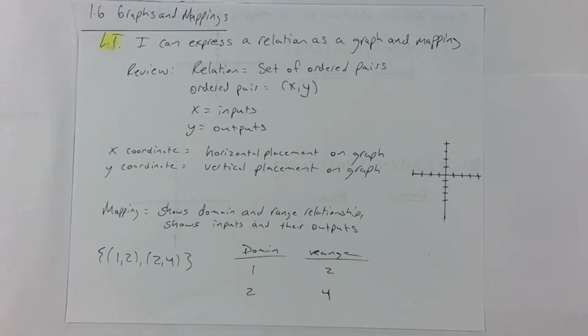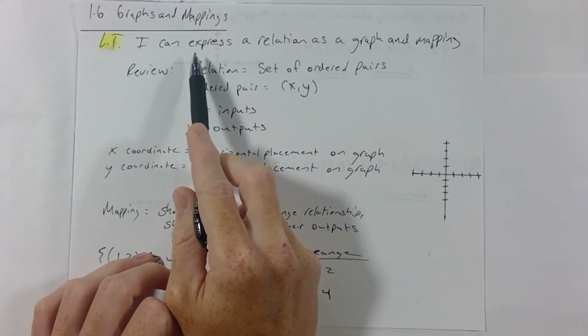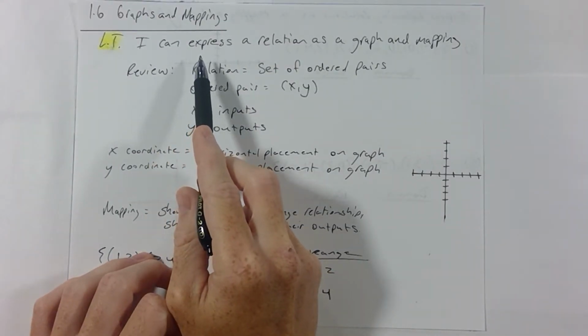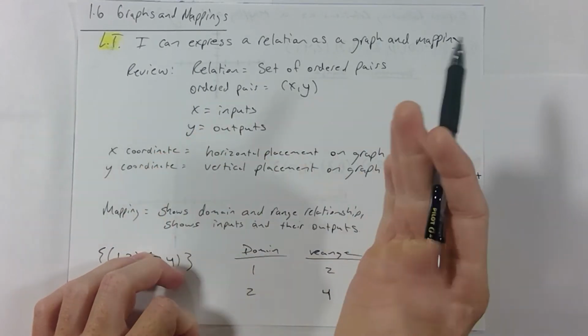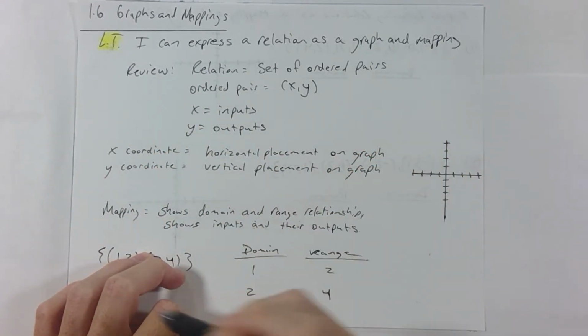So chapter 1, section 6, we're looking at graphs and mappings. We're building off of what we've learned about relations, inputs, outputs, domains, ranges. The learning target today is that you can express a relation as a graph and mapping. We've already expressed them in a table. Now we're doing graphs and mapping.